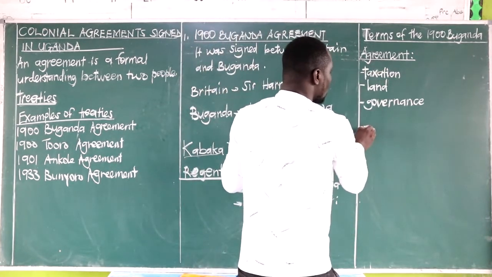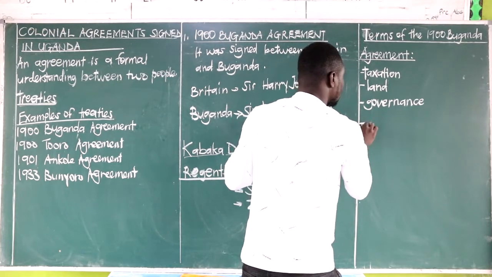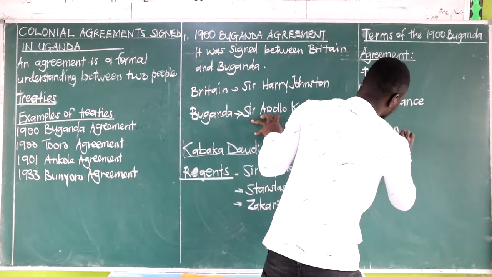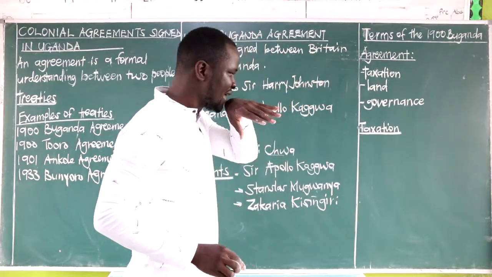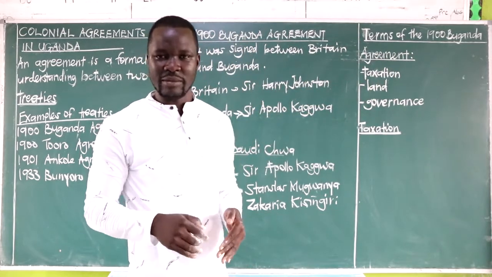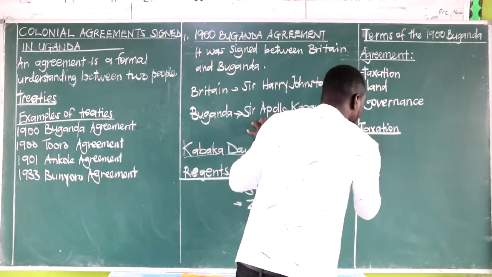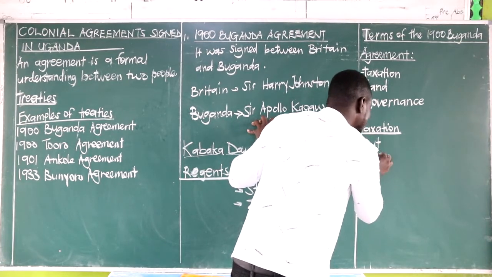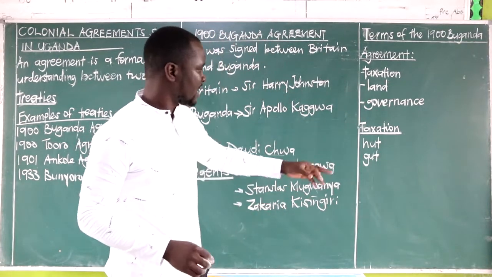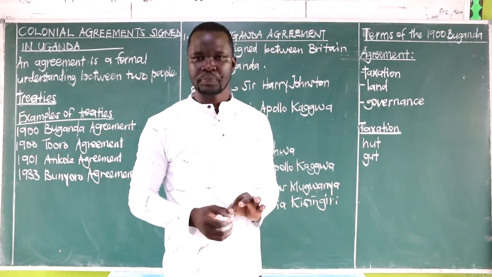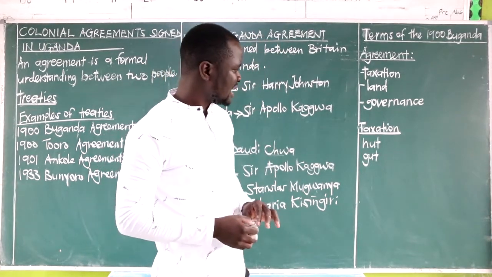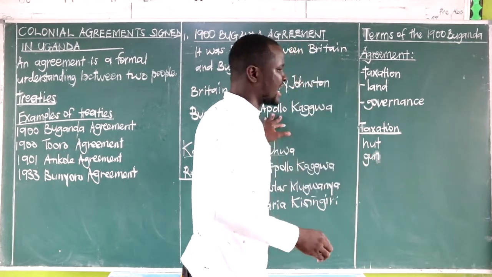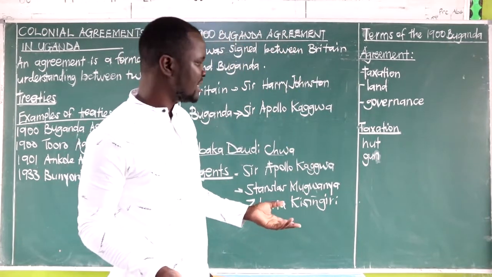One, we're now looking at taxation as a term. The first term was taxation. And we are going to say that in that agreement, there was the introduction of hut and gun taxes. Hut tax, gun tax. That is what we need to know. Now, what do we mean by this? Sorry, this is supposed to be gun. What do we mean by hut and gun taxes?